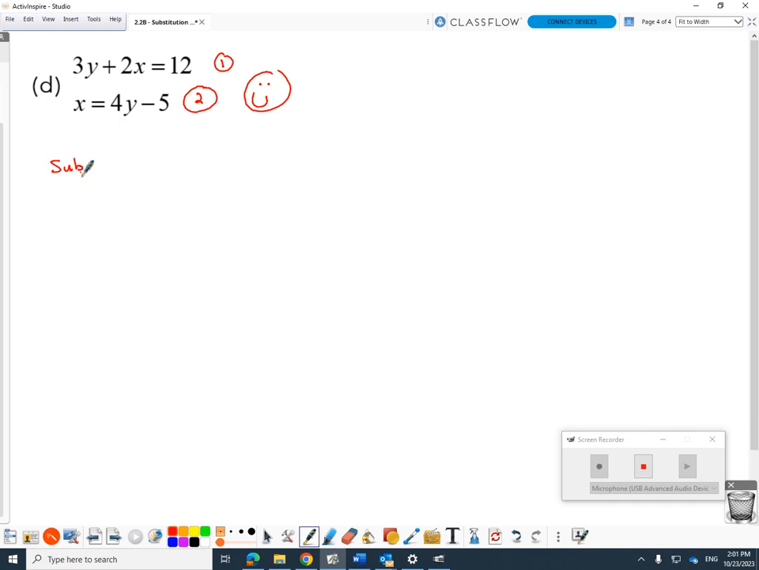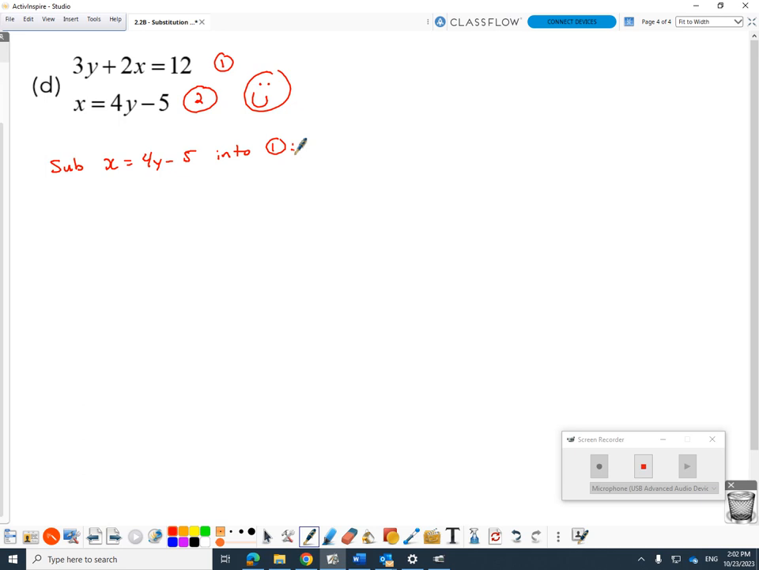Sub x equals 4y minus 5 into equation 1. Now listen, I'm not just being silly. I'm trying to be silly, to be interesting, but this will help to think this way. I'm going to write equation 1. I'm going to write lots of it, but I'm going to miss something, okay? You're in charge of catching what I missed. Ready, Kathy? You got it?